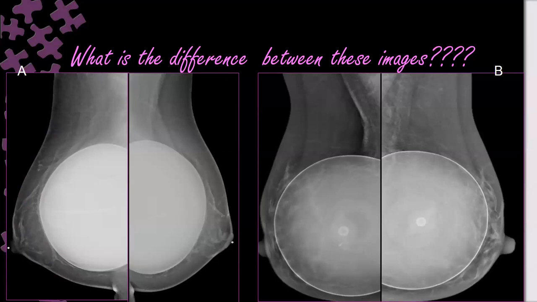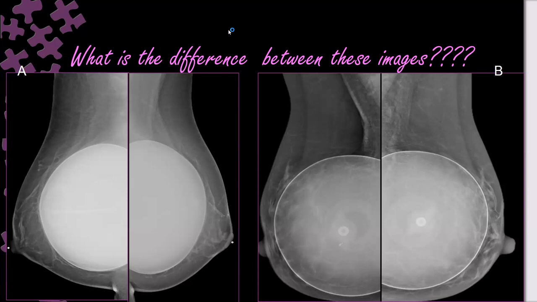What is the difference between these images? What does the image represent? Any suggestion? Yes, I think in image A there's proper positioning. They have pulled the breast outward with the Eklund technique to show the tissues of the breast outside the implant, while in B some of the breast tissue is hidden by the breast implant, a saline implant.